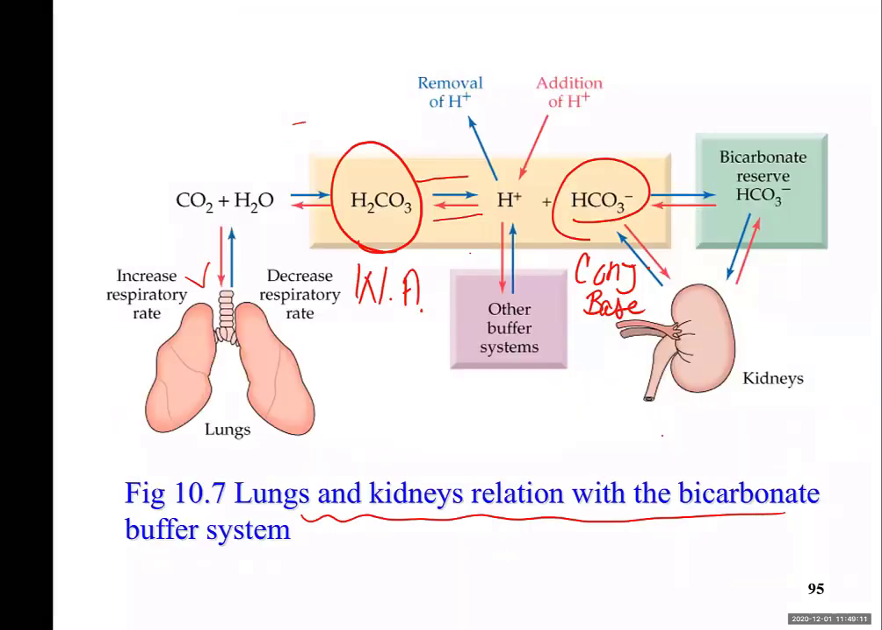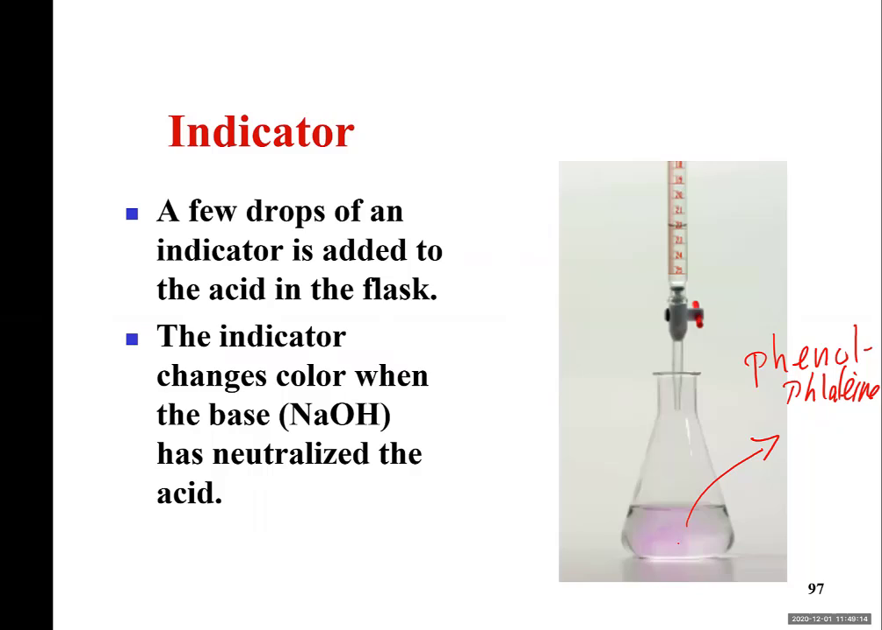At some point, you see the pink appears and then disappears. It comes and goes. Why? Because the pink is showing a basic solution, which is coming from here, from NaOH. But then the vinegar, which is acidic, is going to neutralize the NaOH, and the pink goes away. You keep adding droplets until the pink remains and is not changing. That means all the acid is gone. That means titration is done.